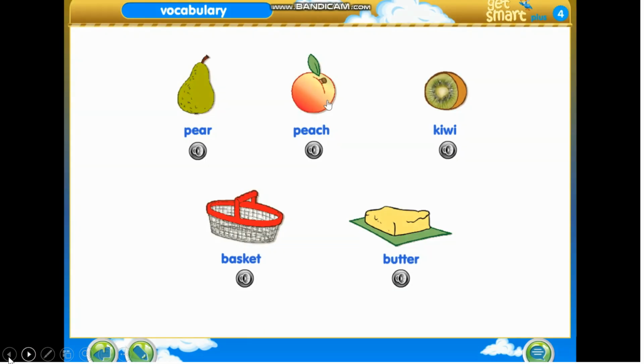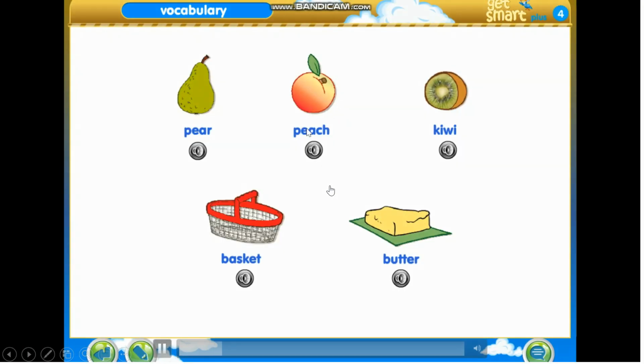Alright, I hope everyone liked this song. Next, let's learn the vocabulary in this module. Pear, peach, kiwi, basket, butter.